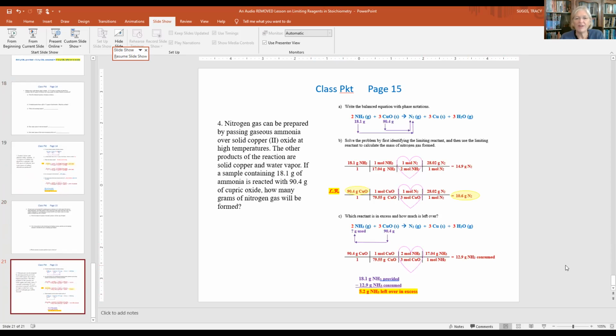Here you have all the work that should be on the page now that you've done it. This is quite the accomplishment. I commend you having done 4 limiting reagent problems in this class packet. This should prepare you for the end of stoichiometry. It doesn't get any harder than this. This is it. Limiting reagents, and we are done with the class packet on limiting reagents.